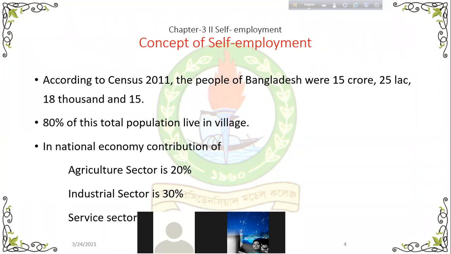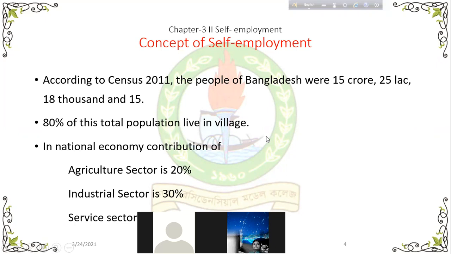That means about 2.5 crore people have increased, and day by day it is going on. On the basis of the 2011 statement, 80% of the total population live in villages. Also now, 80% of the total population live in villages. That means only 20% of the total population live in towns. Though more than 2 crore people live in Dhaka.